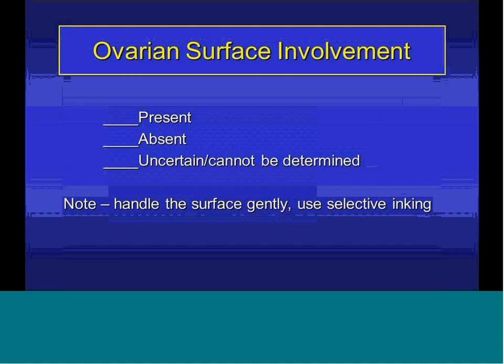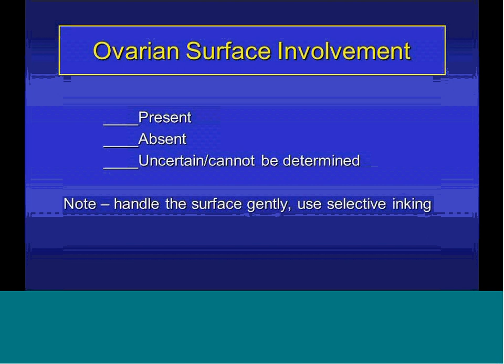As I mentioned earlier, ovarian surface involvement is very important, especially in tumors that do not have evidence of growth beyond the ovary. So when the peritoneal biopsies are negative, it's the surface involvement that determines whether someone is a 1A or 1C and may make the difference between treatment and no treatment. I think the key here is that the surface of ovarian tumors needs to be handled very gently.